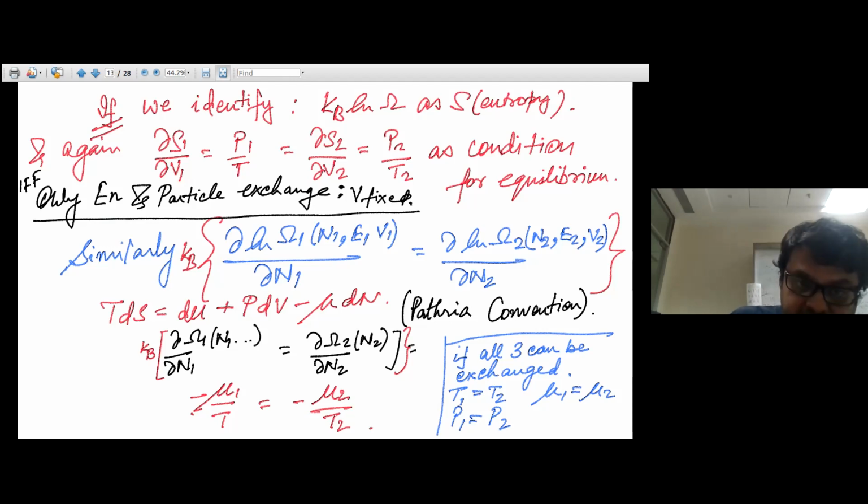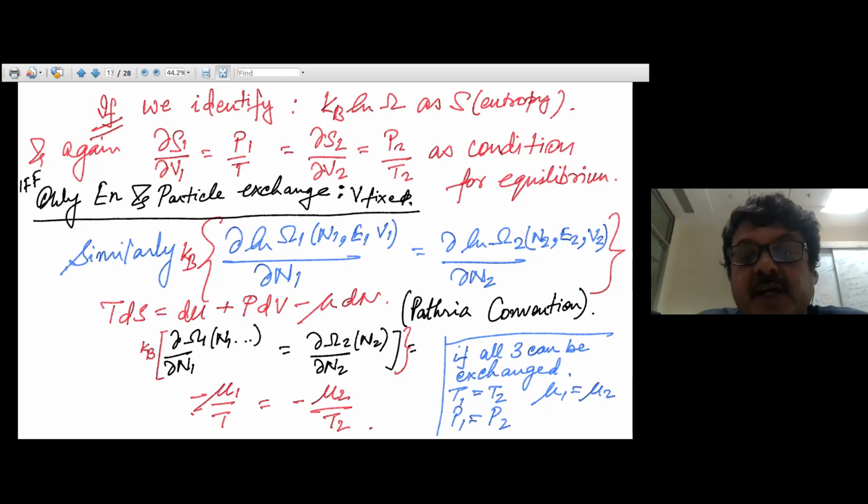Similarly, in a very similar manner, we also allow the number of particles to exchange between the two systems. We say, okay, the number of particles can exchange, volume can exchange, and energy can exchange.